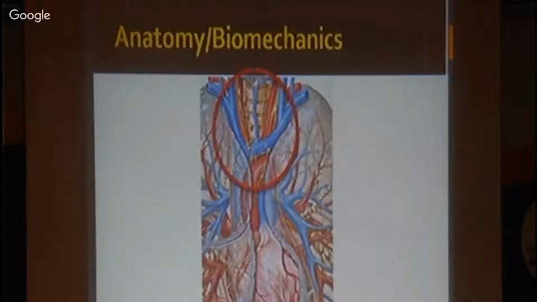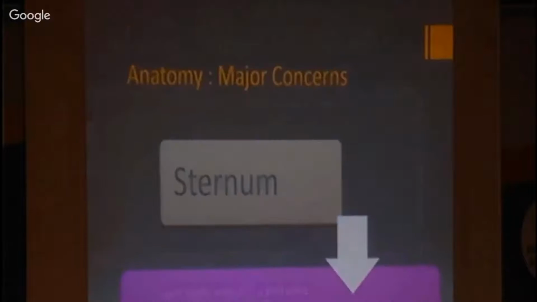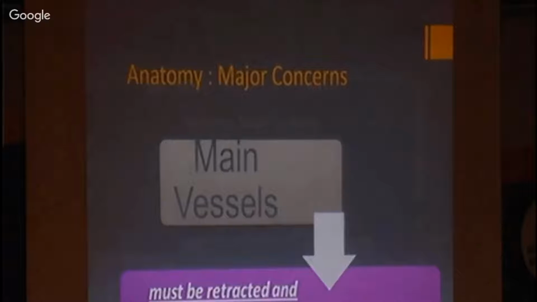And you know, this area is quite deep, because the anterior part of the cervicothoracic junction has depth, and it increases from cranial to caudal. Also, we have the sternum in front, and sometimes the upper border projects at different levels, from C7 to T3. And we have the main big vessels. Sometimes we need to ligate them, so we can go with the anterior approach, or we can retract them.